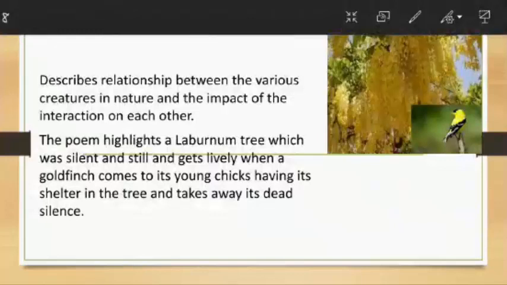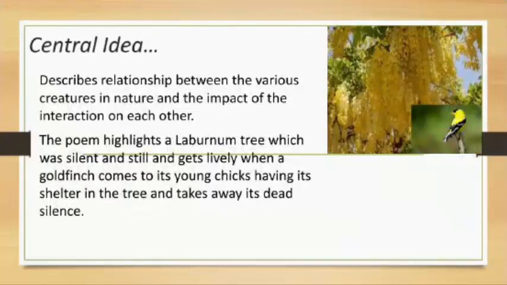Now the thing is, why did the bird come? The bird perched on its branch because the bird has made its nest there in the thick branches, and the young chicks were waiting for this bird. So this bird has got the shelter from the tree, and in return the tree is getting liveliness from this bird. So you can see the interaction between the two factors of nature. Right, so this is the central idea of this poetry. So let's proceed to the content.